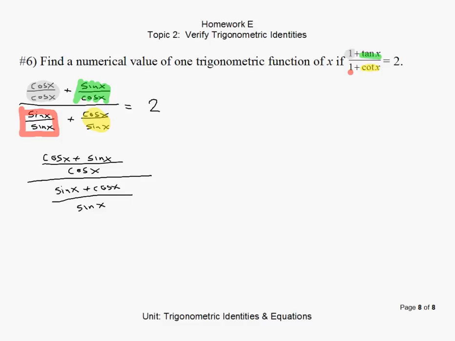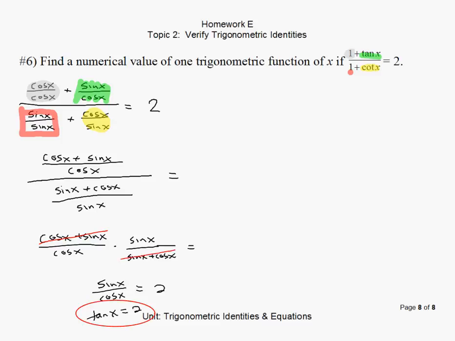Instead of dividing a fraction by a fraction, multiply the top fraction by the reciprocal of the bottom. Notice your sine plus cosine of x cancels on the top and the bottom, leaving you with sine over cosine, which of course is tangent. Therefore, tangent of x is 2.